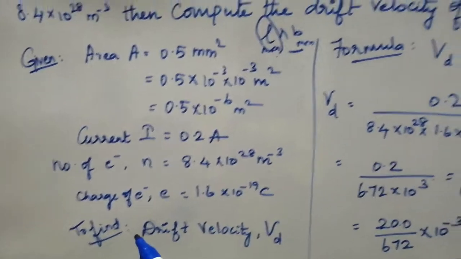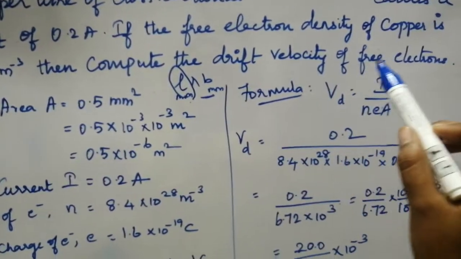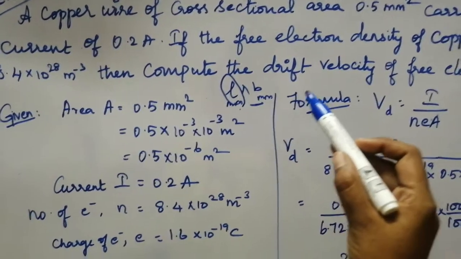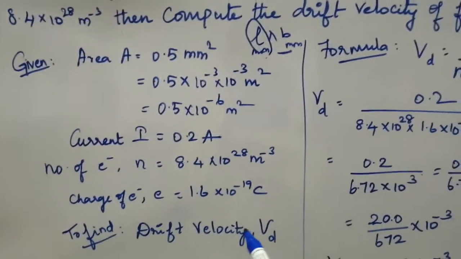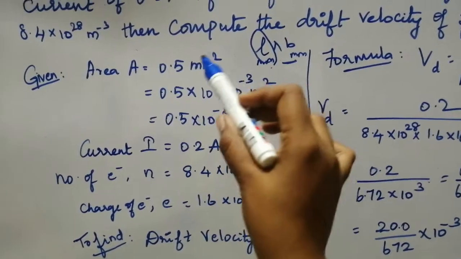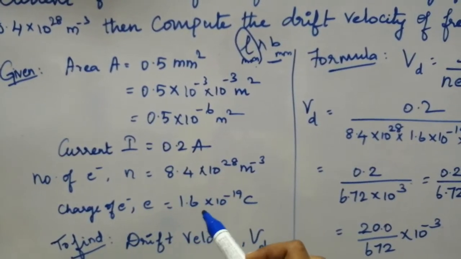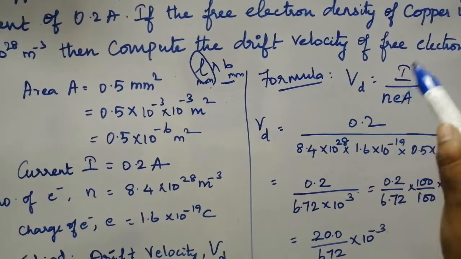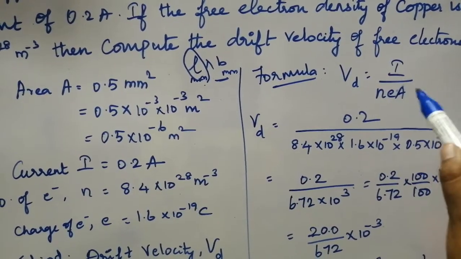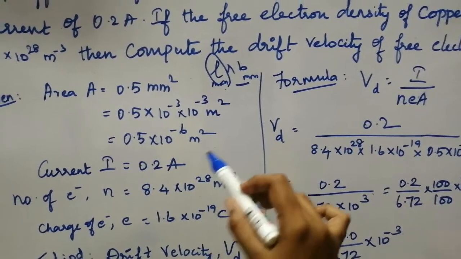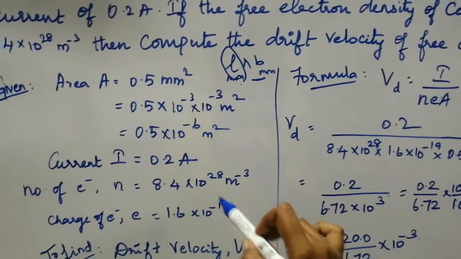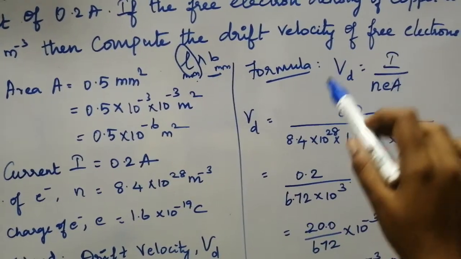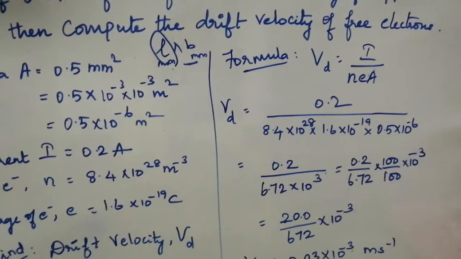Then what we have to find is, compute the drift velocity of free electrons as in the question. So we need to find the drift velocity Vd. Okay. So what are the terms relating all these terms? What is the formula we know to find the drift velocity? It is Vd equal to I by N e A. So I value we know, N value we know, e value we know, and the A value we know. Substitute directly all the values here in the formula.